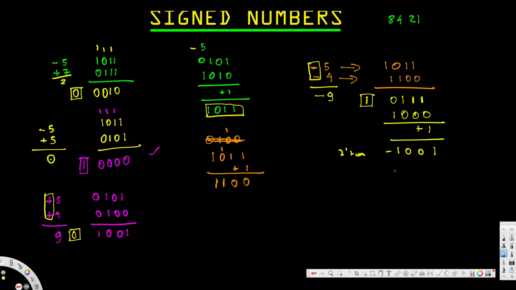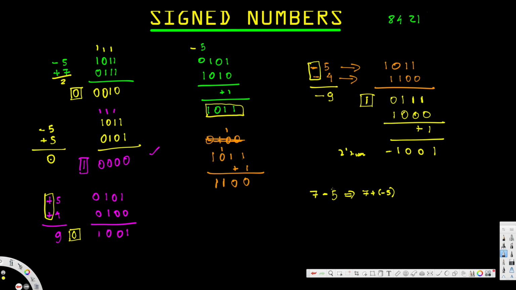Now let's look at another example. Let's say we want to subtract 7 minus 5. Let's keep this one to compare. How can we write this one? In math, 7 minus 5, we can write as 7 plus -5, right?